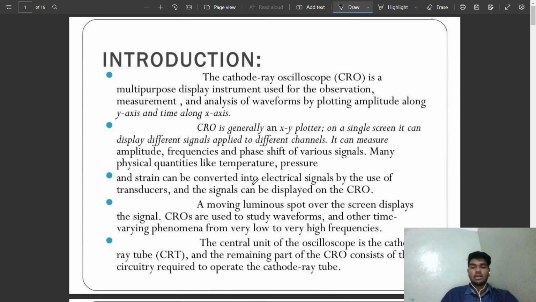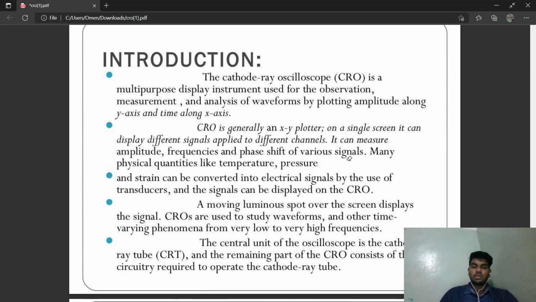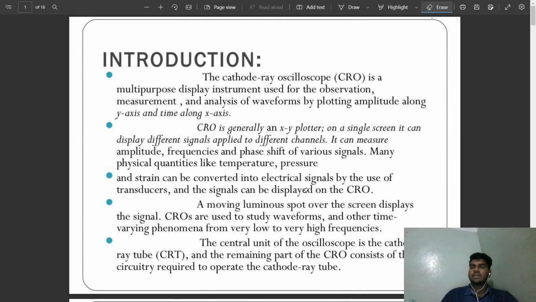Now here strain can be converted into electricity by the use of transducers. Let us take a simple example, which is a piezoelectric crystal. The mechanism of a piezoelectric crystal is that when we give a mechanical input, we get the equivalent electrical output, and vice versa. So electrical signals can be had from transducers and the signal can be displayed. These electrical signals you connect to the CRO probes, and from that we'll be able to get the output.